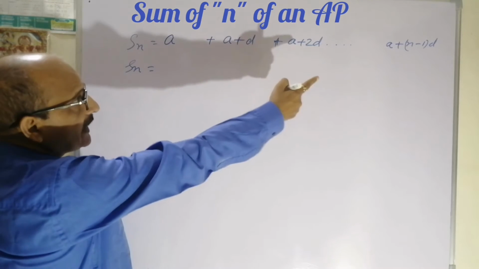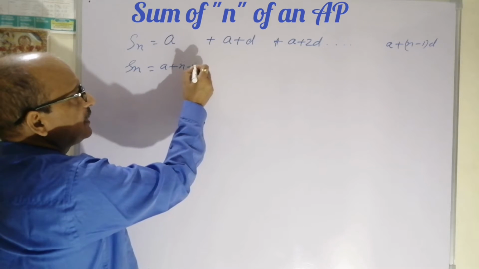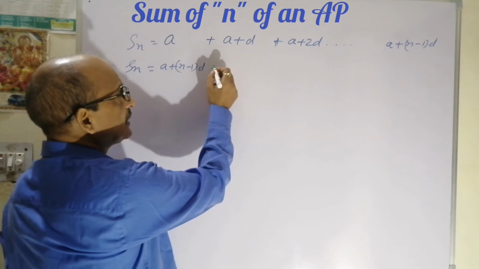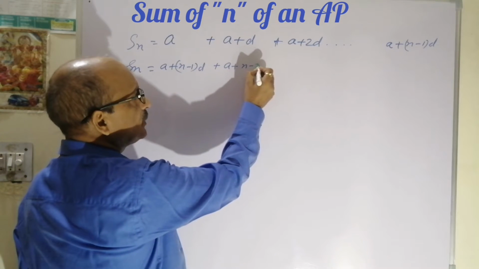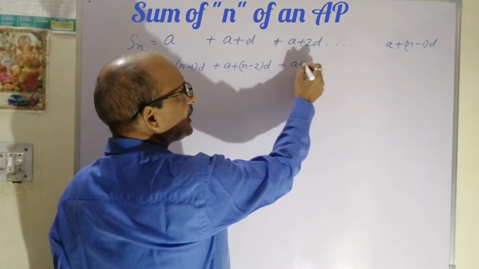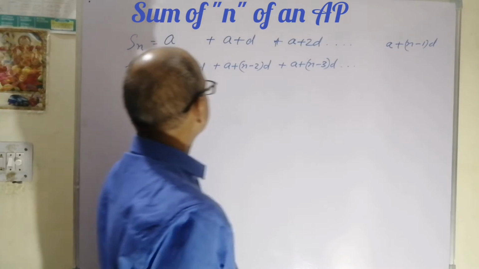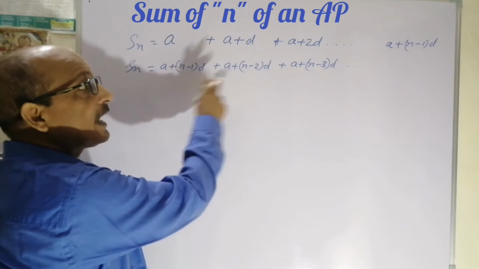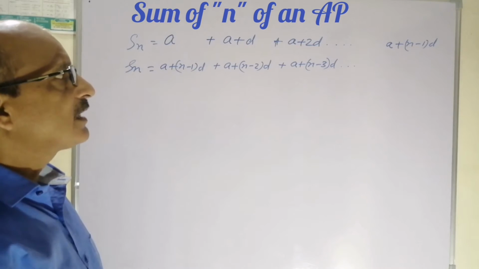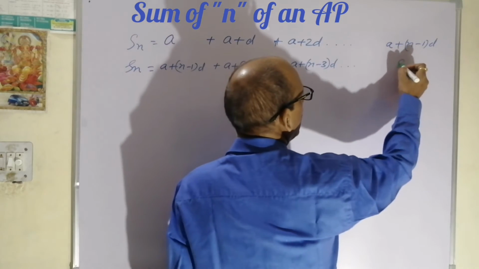Sn can also be written with the last term taken first: A plus n minus 1 into D. Can you guess what the second last term will be? Obviously that will be A plus n minus 2 into D. Third last term will be A plus n minus 3 into D, and so on. The last term, this will be coming over here, A.